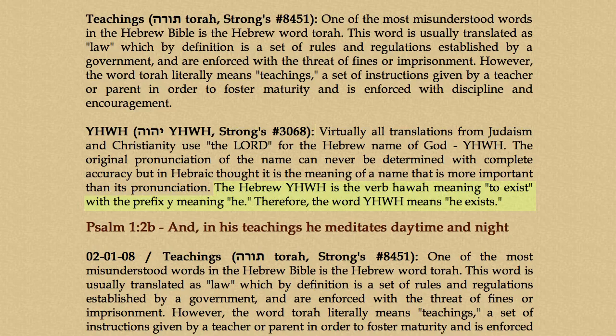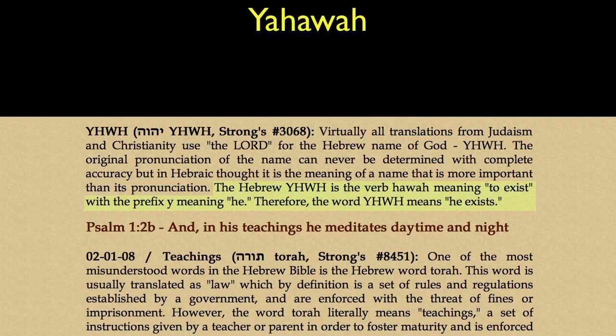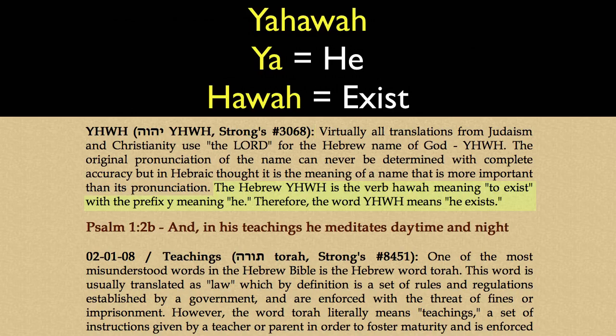It says, the Hebrew YHWH is the verb hawa, meaning to exist, with the prefix Y meaning he. Therefore, the word YHWH means he exists. Okay, so how do you say he exists in Hebrew? Yahweh. Yah means he, Hawa means exists. Yahweh, he exists. That's why I said this is unbelievable. How can you say the name can't be determined with complete accuracy when we know how to say it?